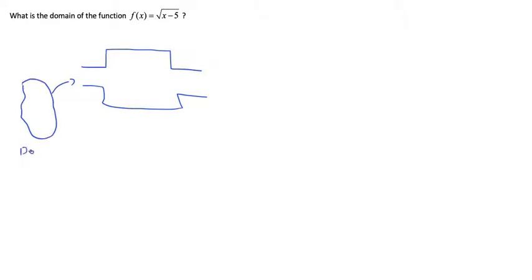But remember, the key is whatever f of x is, something has to be able to come out of that, and that'll be called the range. Now in this case, because it's a radical function, remember, we cannot evaluate a negative radical.